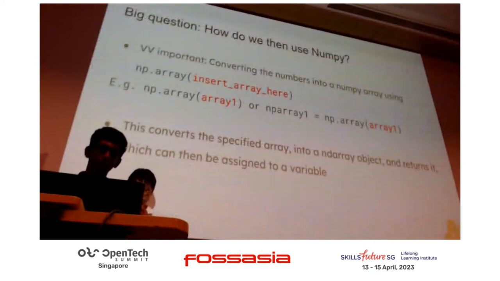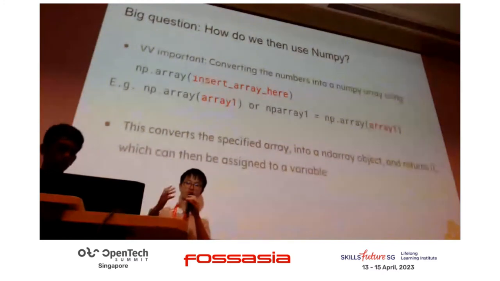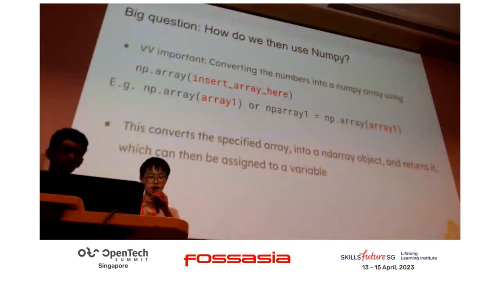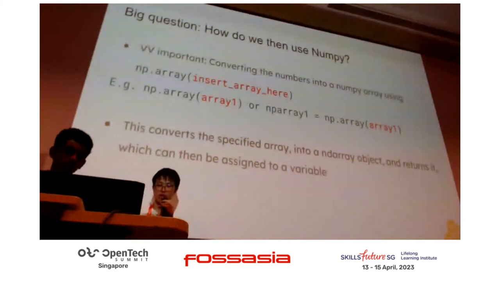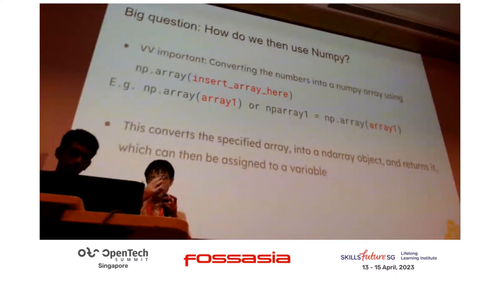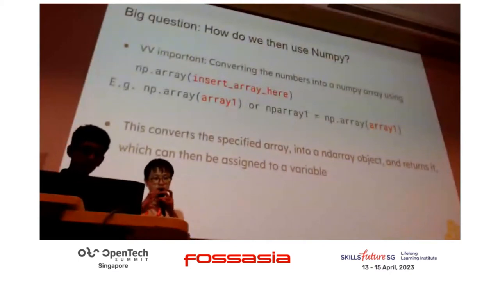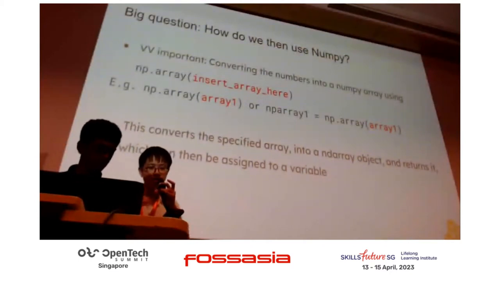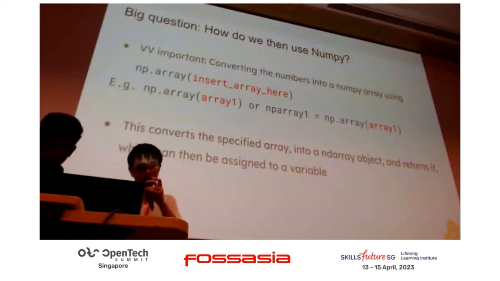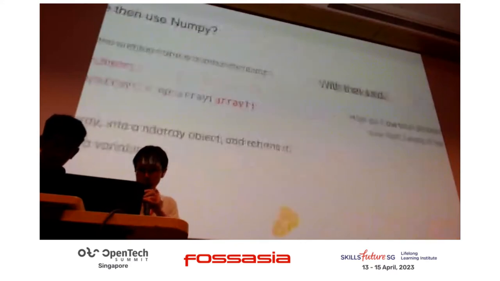So, big question then, how do we use NumPy? We have imported it. So, the next step: let's say you have a list of numbers, right? You can convert this list of numbers into a NumPy array by using numpy.array, where you insert the list as a parameter here. This will convert the list that you have into a NumPy array. So, let's say I have a list that has the numbers 1, 2, 3, 4, and I put this list into the numpy.array function here, it will give me a NumPy array that has the elements 1, 2, 3, and 4. And you can use this array for different mathematical operations later on.